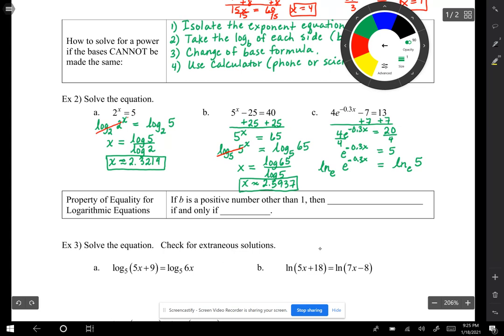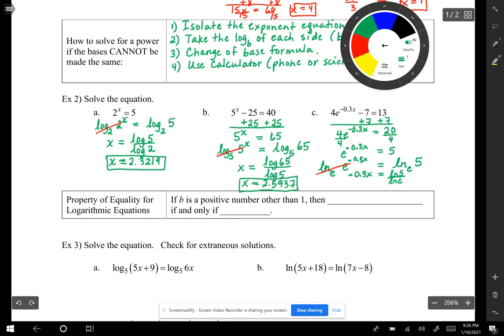Okay, and so this cancels everything except the negative 0.3x. So we have negative 0.3x on the left side. And on the right, you're going to use change of base. So you're going to have ln of 5 divided by ln of e.